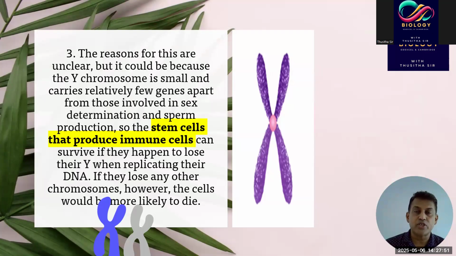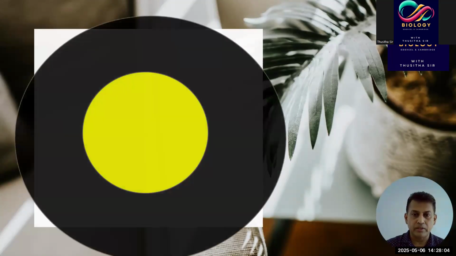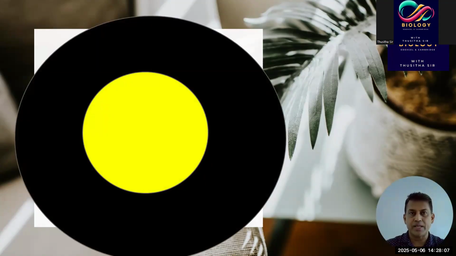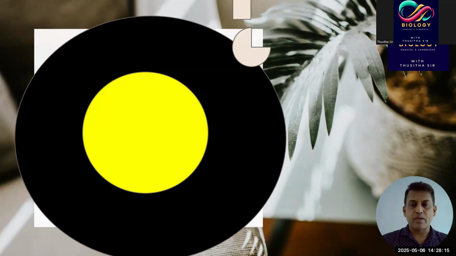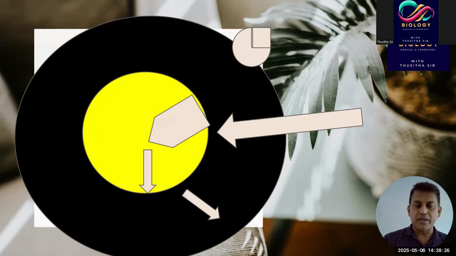Stem cells that produce immune cells: third paragraph. This is a common question: explain how stem cells develop into immune cells. I think the explanation is that the stem cell gets a chemical stimulation, which sends a signal to the nucleus. Then epigenetic modifications switch on and switch off certain genes. The switched-on genes are transcribed and translated to produce proteins, and the proteins permanently modify the cell.